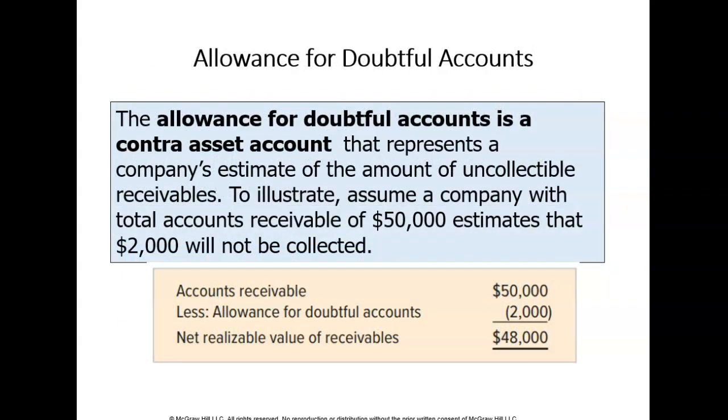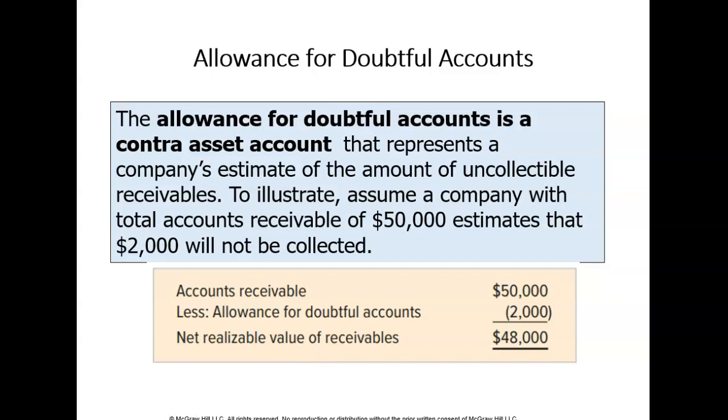For example, here we go. Let's assume a company has total receivables in the amount of $50,000. However, based upon historical information, we estimate that $2,000 of that will not be collected. That $2,000 goes to an account called the allowance for doubtful accounts, which is a contra asset account. It's subtracted from the face value of our receivables to get what's called the net realizable value of our receivables.